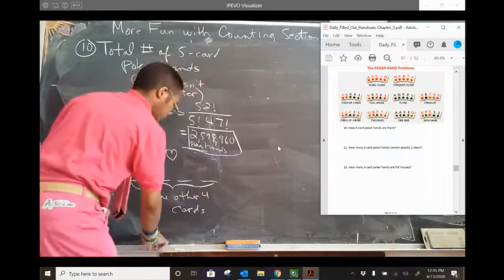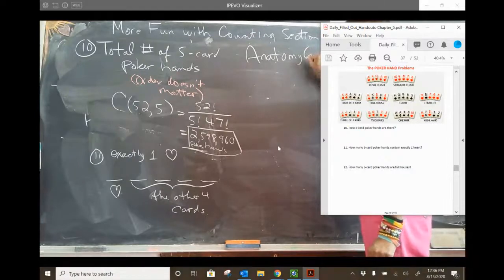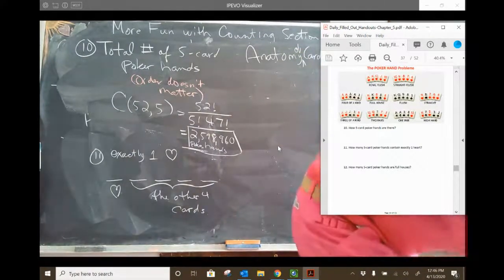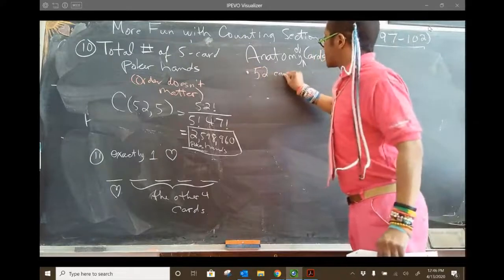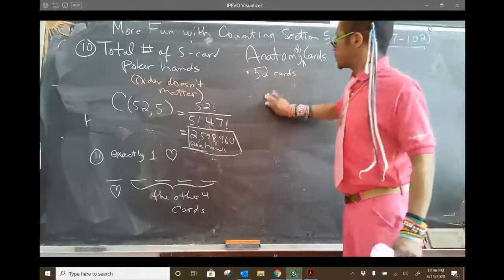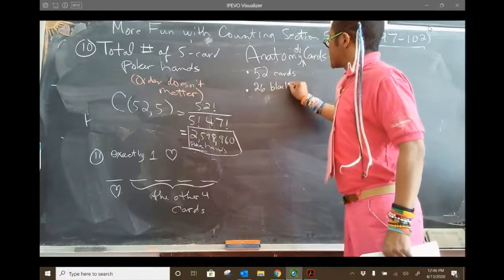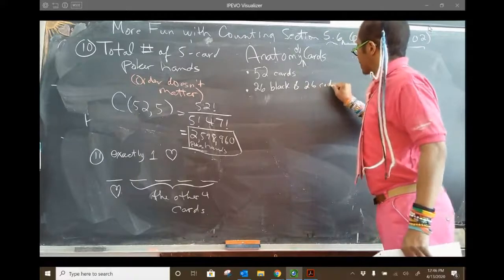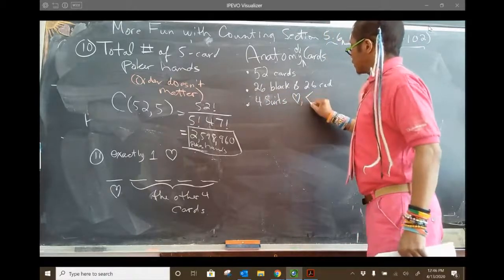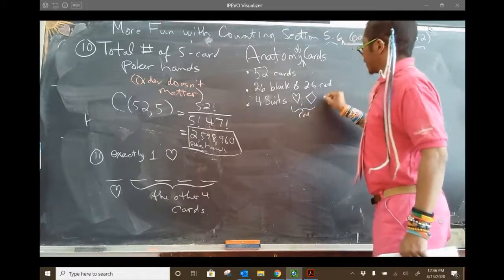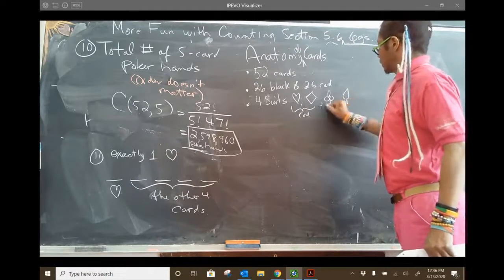Some things to know about cards. So anatomy of cards, in case you don't know. There are 52 cards. Not including jokers, but that's never going to be in poker, so we don't have to worry about them. They come in 26 black and 26 red. There are 4 suits. And they go heart, diamond. These are the red ones. And then club and spade. These are the black ones.